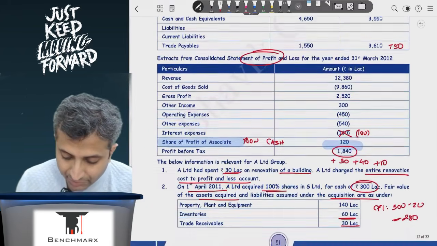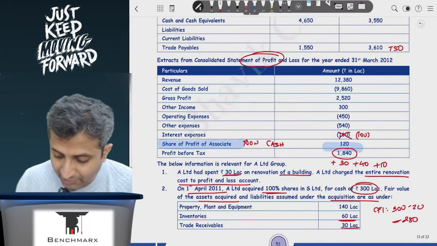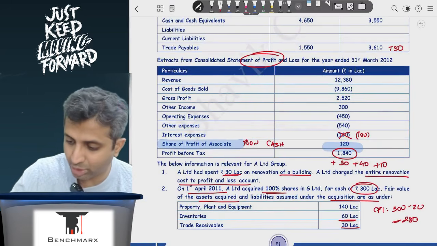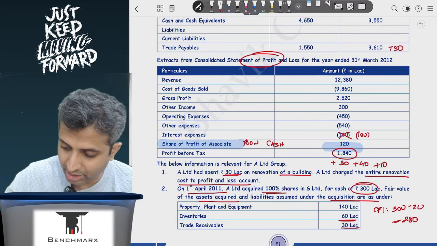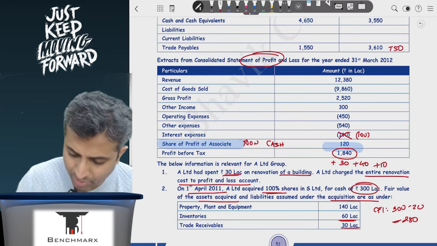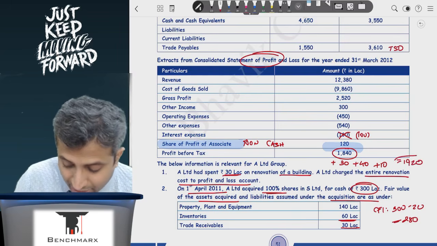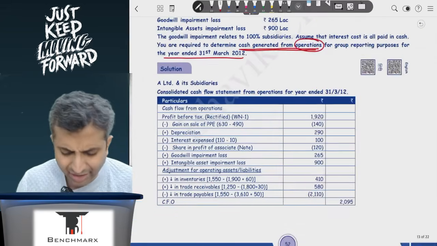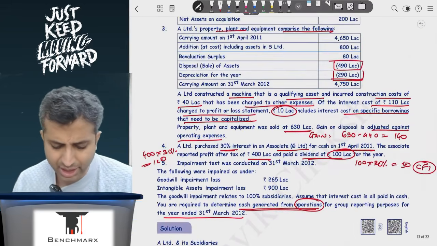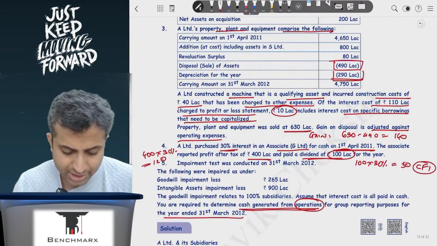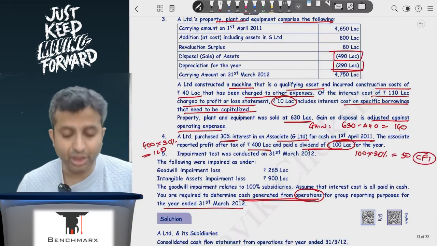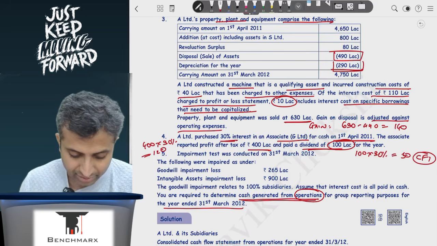So when I calculate the profit, I will have to first find the rectified profit, which is 1840 plus 30 plus 40 plus 10. So this is probably 1920. This is my correct profit in my cash flow statement, and then I will have to adjust for items like gain on sale of fixed assets, items like unrealized profit on associate, etc.